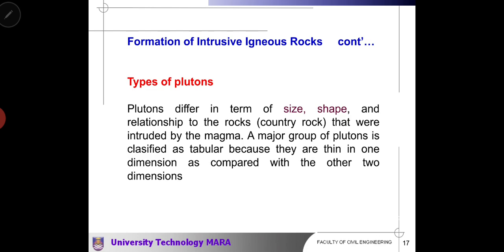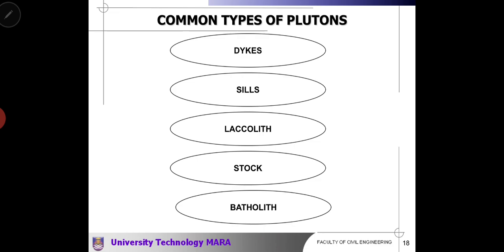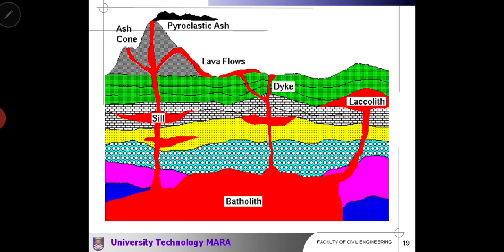Types of Plutons differ in terms of size, shape, and relationship to the country rock that was intruded by magma. The types are divided into dikes, sills, laccolith, stocks, and also batholith. But right now it's easier for us to see visually. The biggest and largest intrusive body of igneous rock is what we call the batholith, this area.